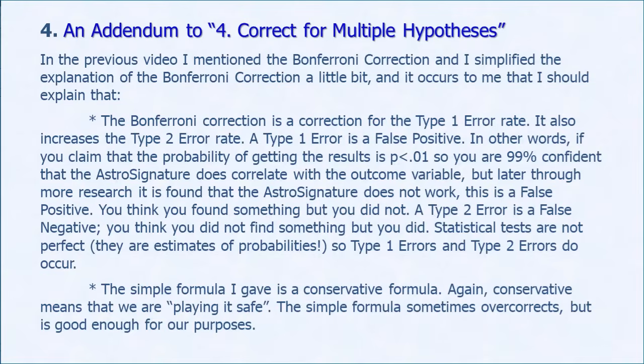So it's a conservative correction to the type 1 error rate. In simple terms, what that means is that by applying the Bonferroni correction, you're playing it safe to make sure that you really are finding a formula that works, an AstroSignature that works, and you're not claiming falsely. You're not exaggerating how well your AstroSignature works.